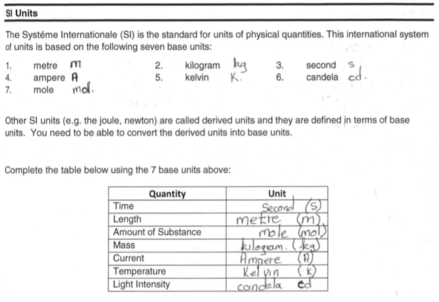Other SI units, e.g. the joule or the Newton, are called derived units, and they are defined in terms of base units. You need to be able to convert the derived units into base units. So looking at the table here, time is measured in seconds, symbol s. Length, measured in meters, symbol m. Amount of substance, moles, symbol mol. Mass, unit kilogram, symbol kg. Current, ampere. Temperature, Kelvin. Light intensity, candela.